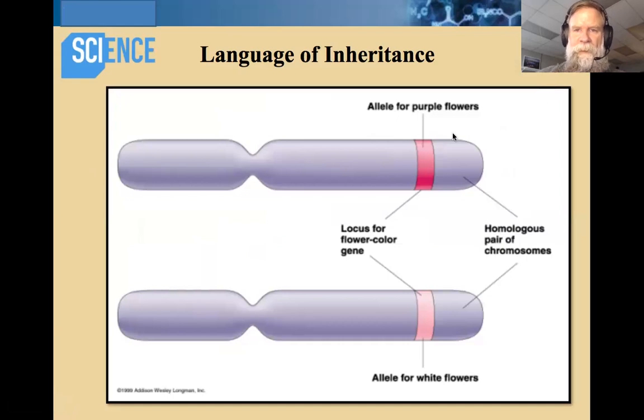Like the language of inheritance. Remember, Mendel doesn't know any of this stuff. So this is fast forwarding back to where we were in the mid 20th century. Here's a chromosome pair. And let's consider the grizzly bear and the polar bear first. Okay, and this says for flowers, but let's just pretend it's talking about fur color.